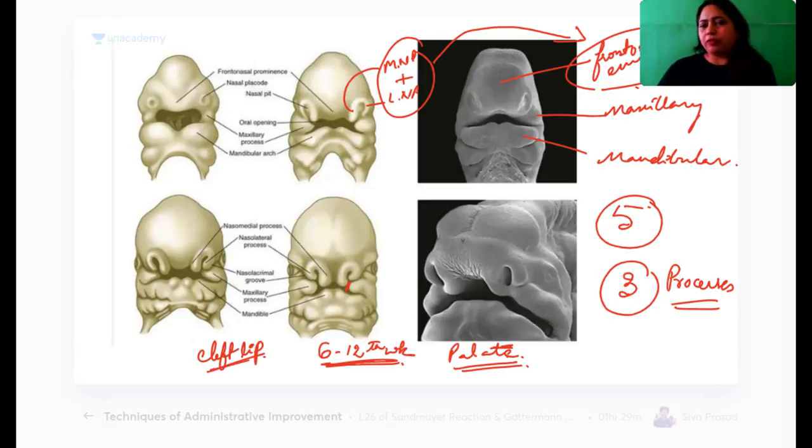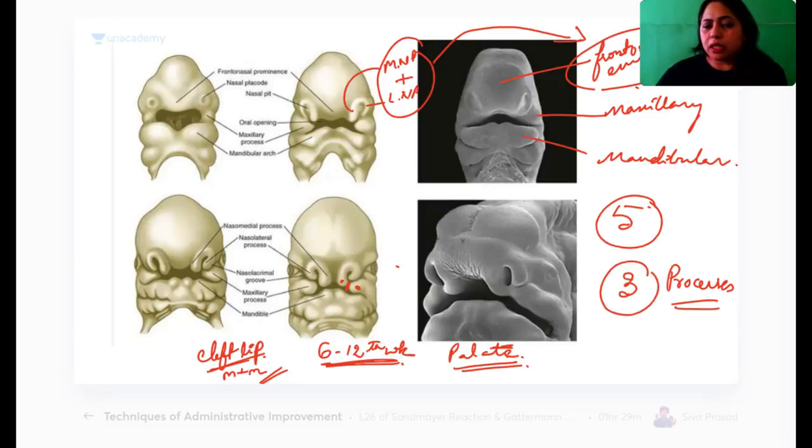Tell me, what is the reason for cleft lip? Who knows? Tazeen, Pankaj, what is the reason for cleft lip? It is non-fusion of which two structures? Non-fusion of this and this. What is non-fusion of M and M? Is cleft lip, medial nasal process and maxillary process. Oh yeah, that is M and M's.